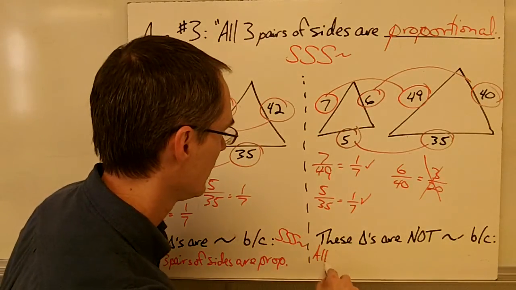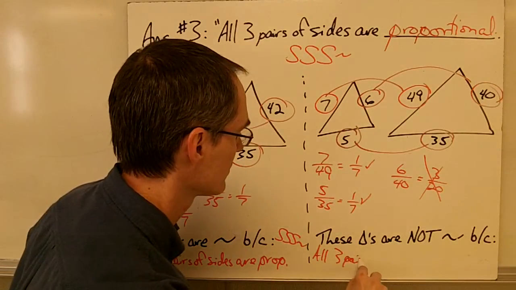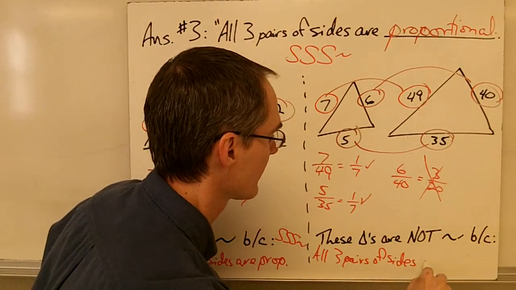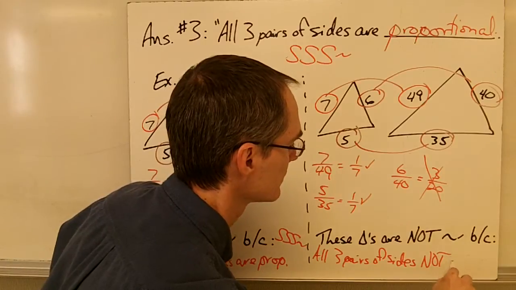So all three pairs of sides are not proportional.